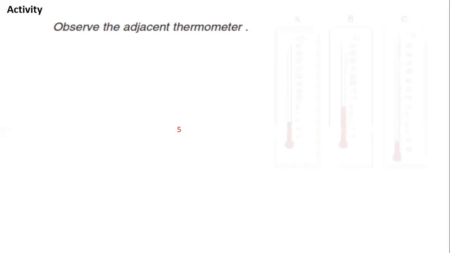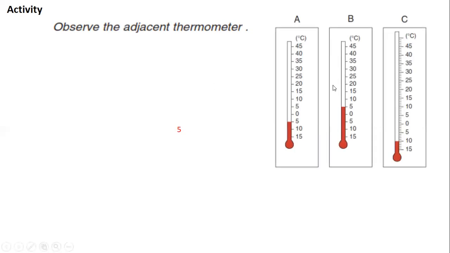Now, the activity I'm going to do with you deals with a thermometer, where I see signed numbers in our daily life. So observe the adjacent thermometer. As you can see, I have given you 3 thermometers: thermometer A, thermometer B, thermometer C. I want you to look at a very important point in each thermometer, which is the 0. Here we have a 0. In thermometer B, we have a 0. And in thermometer C, we have a 0.